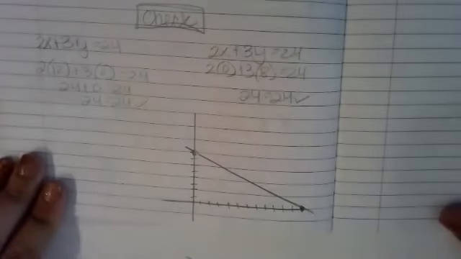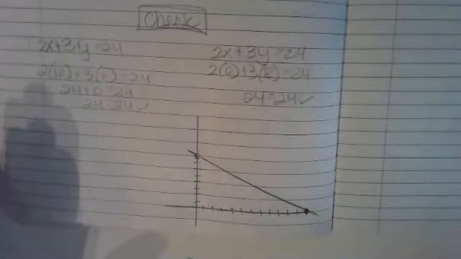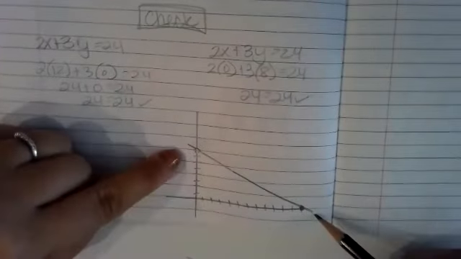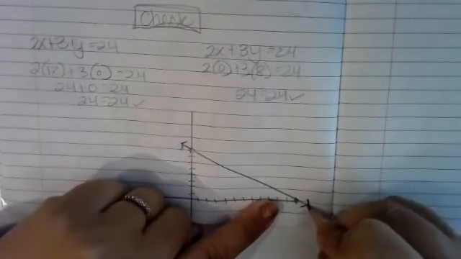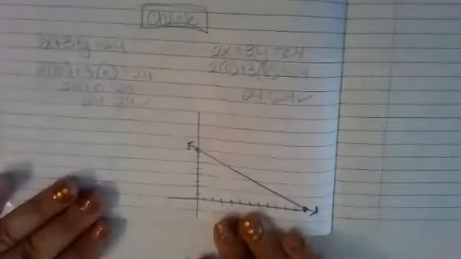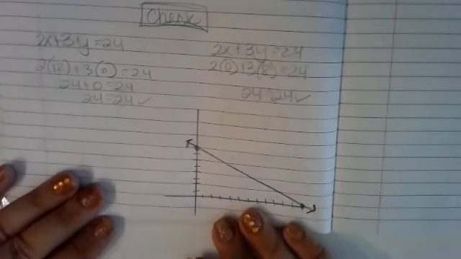Whoop, that got crazy. Okay, so please notice my line is straight going through the 2 points. I've extended the line past the points, and then I need arrows on the ends. And now I have graphed this in standard form.